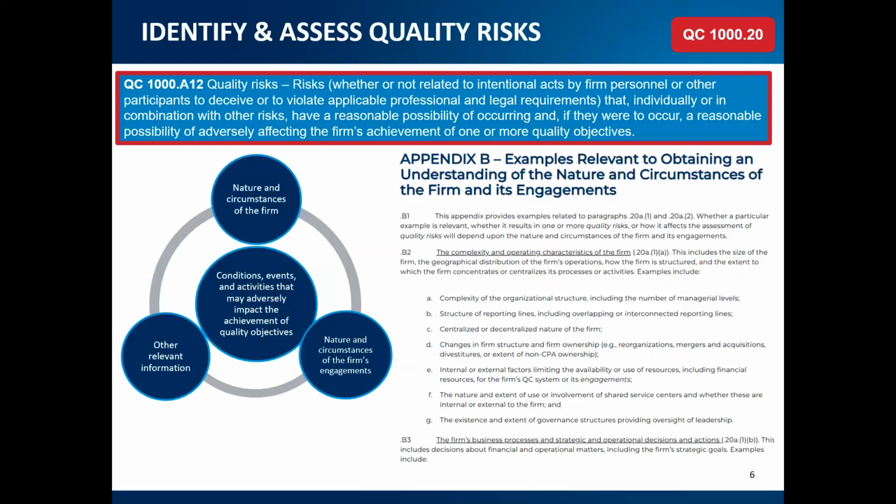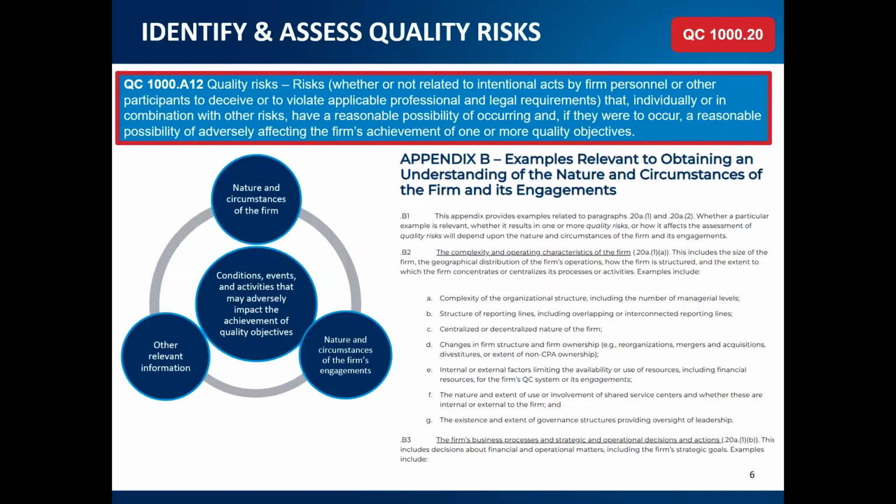There's also an example in Appendix B related to the extent of the firm's and its personnel's experience with the relevant types of engagements. And if the firm identified that it had taken on a new engagement in an industry that the firm had not audited before, this could create quality risks related to whether the firm has the appropriate resources to perform the engagement, including the assignment of people and development of industry-specific methodologies or practice aids.